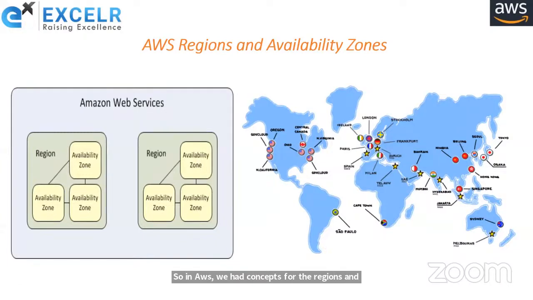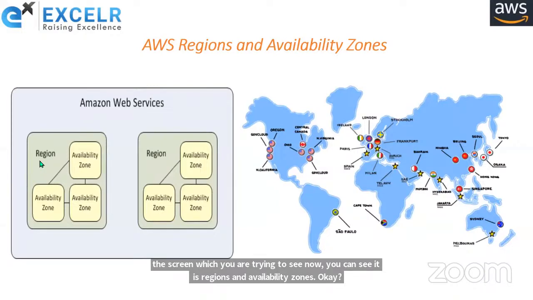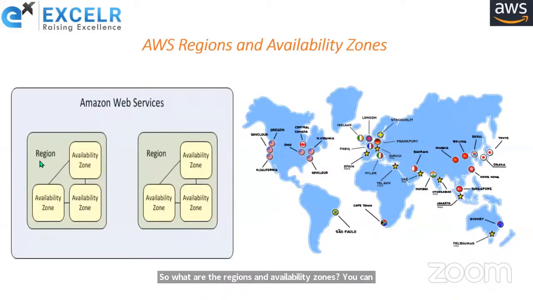So what are the regions and availability zones? A region is nothing but a location where that particular data center has been located. An availability zone is nothing but a data center. How many data centers have been deployed in that particular location, right?